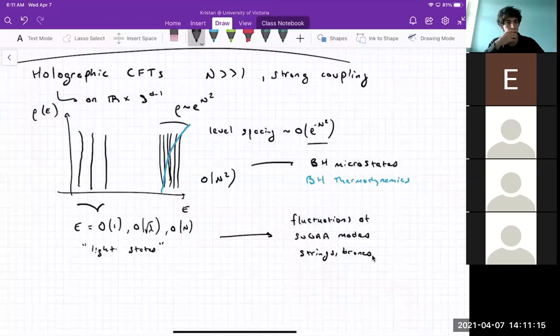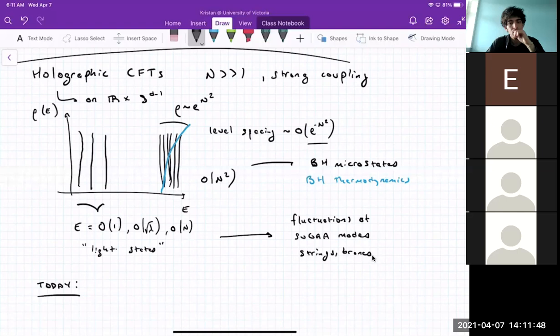And well, what's the point of today's talk? The point of today's talk is that, if you will, I would like to advocate for another entry in the dictionary between Euclidean gravity and the properties of black hole microstates. The particular property that I'm going to be discussing today is not related, though, to the density of states per se, but to level spacings.